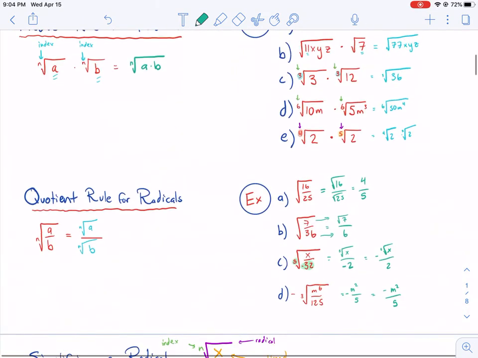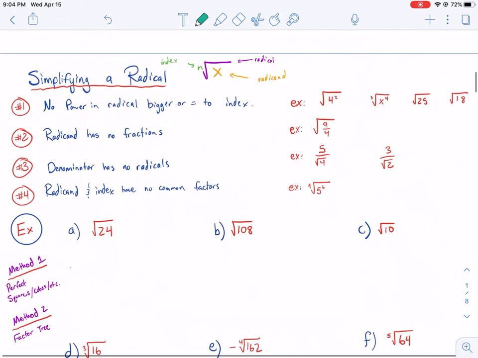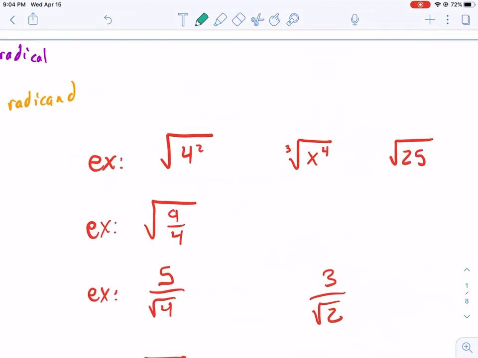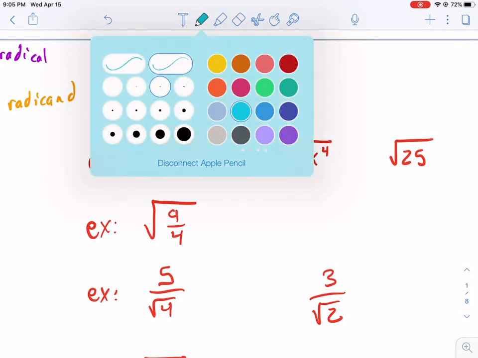Okay, now that's some of the properties we're using for simplifying radicals. Now we need to get into the nitty-gritty of how to actually do it. There are 4 rules that you need to know in terms of simplifying a radical. Number 1, no power in the radical is bigger than or equal to the index. That just essentially means if you have something like 4 squared inside the square root sign, you can simplify that. You should not leave it as the square root of 16. That is not simplified. Whereas something like square root of 5, well, that's 5 to the first power. That doesn't have any factors, so that's as simple as it can be.